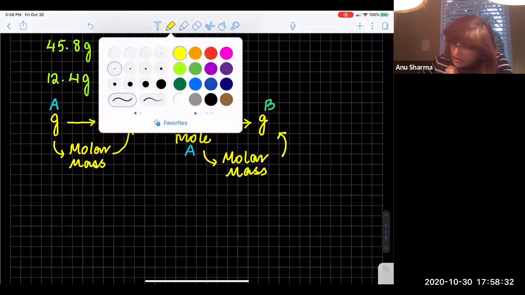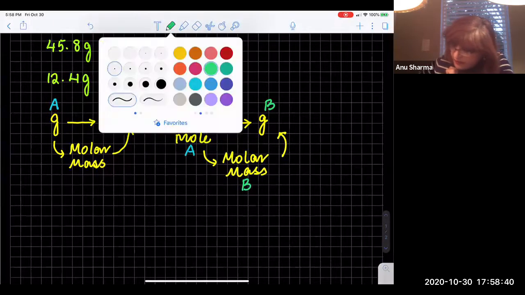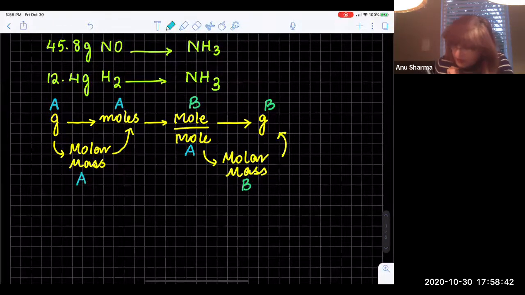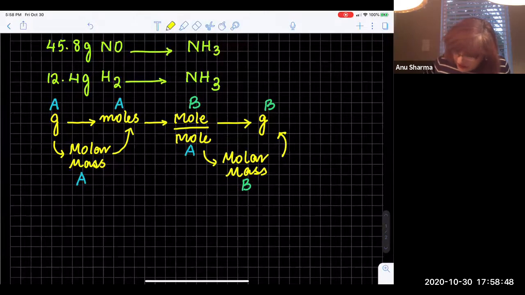So we have, this is the molar mass of B, and here is the molar mass of A. Okay, so this is our general scheme. So now let's do the comparison of nitric oxide. So let's compare 45.8 grams of nitric oxide, and let's see how much ammonia it is producing.